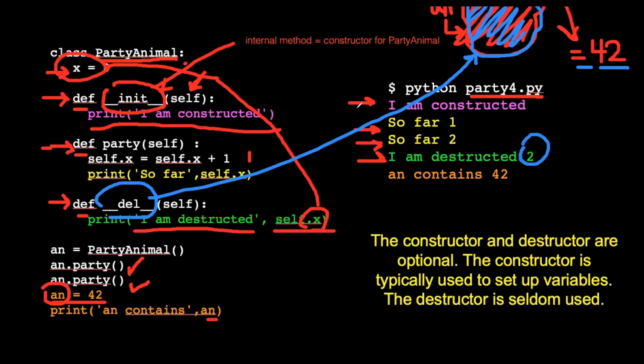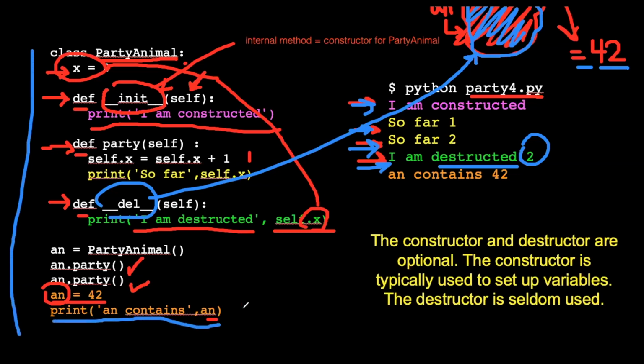So this allows you to first construct it and then figure out, in transit, in flight, what every single one of these lines is. And then you have "I am destructor 2" right here as a kind of bonus point when an is reassigned to something else. And of course, the entire program hasn't completed yet. The very last line of that program is "an contains 42". So this explains the entire life cycle from beginning to end. Does it make sense to you guys?